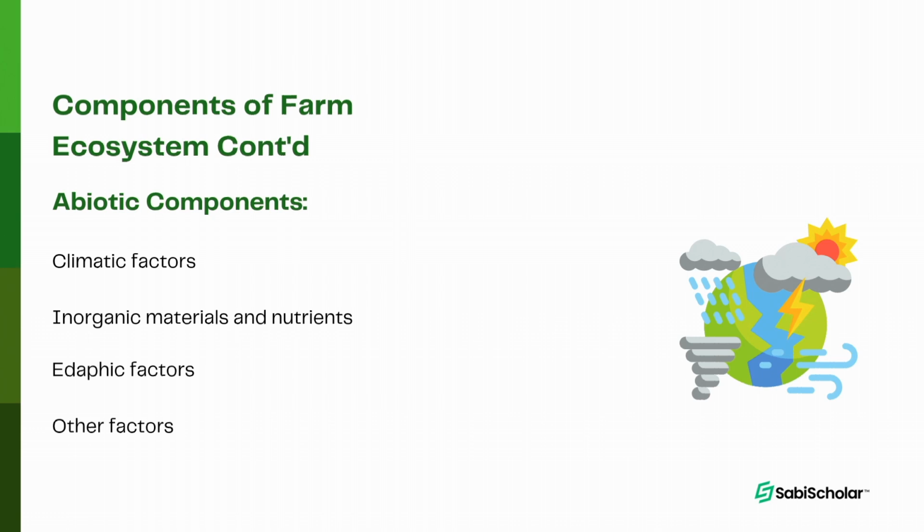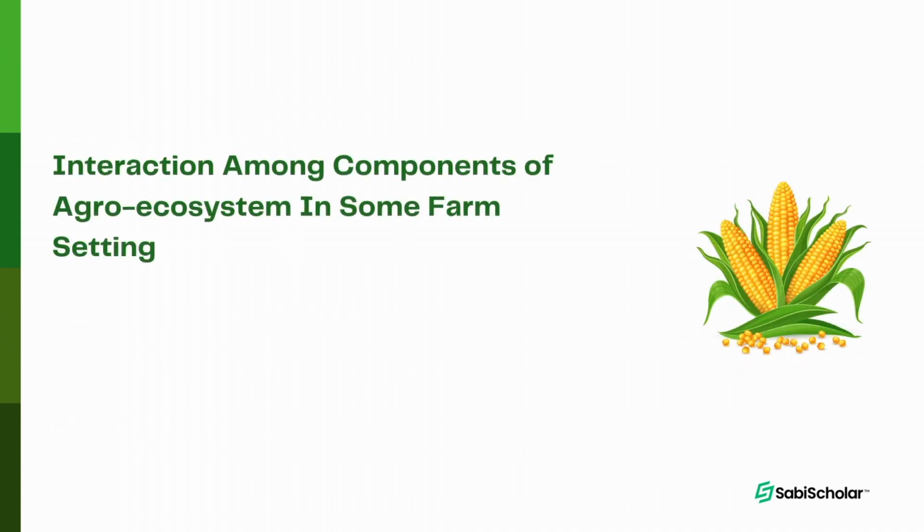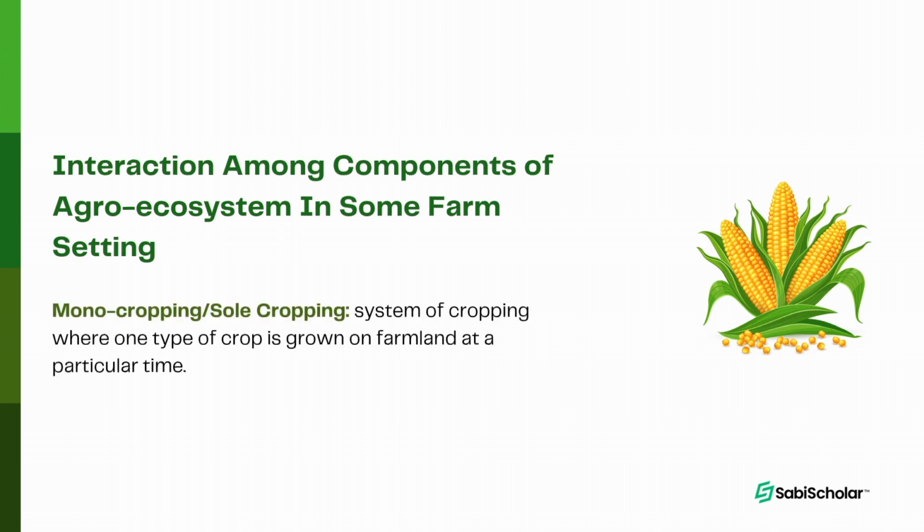Now, these components interact differently in farm settings. We'll look at the interaction among the components of the agro-ecosystem in some farm settings. The first one we'll be looking at is monocropping, or what we know as sole cropping. They are the same thing. Monocropping is a system where just one type of crop is grown on the farmland at a particular time. For example, if you come to a farm and it's just a maize farm, only maize is planted on it, or a kola nut or oil palm farm. It's only that particular crop that is on the farm.